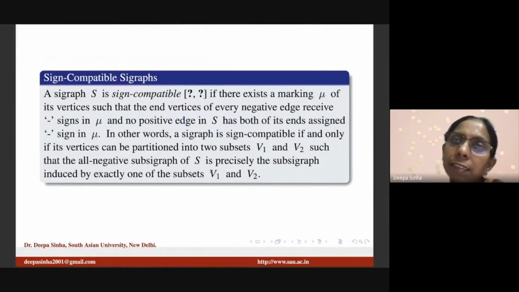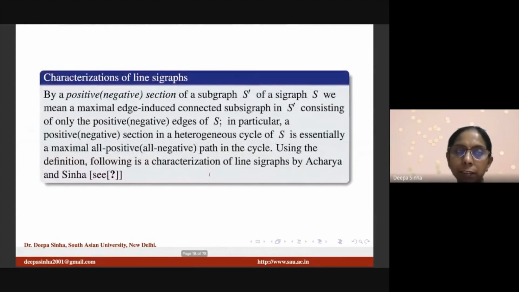So line sign graphs of any sign graph are always sign compatible, and line sign graphs form a subclass of sign compatible sign graphs.